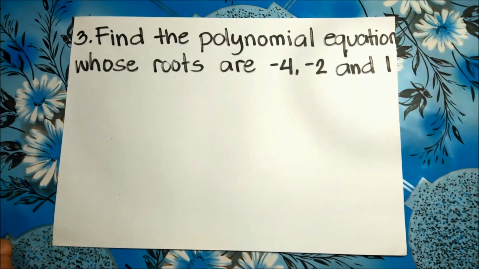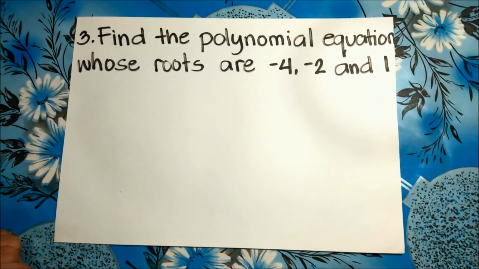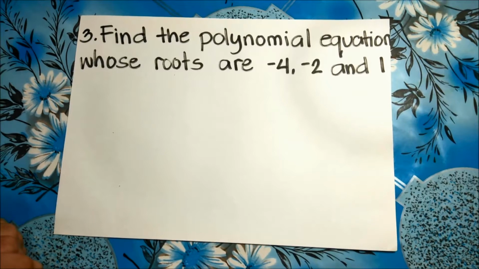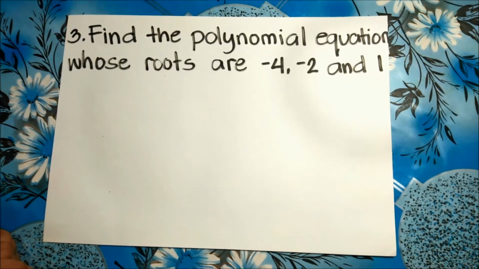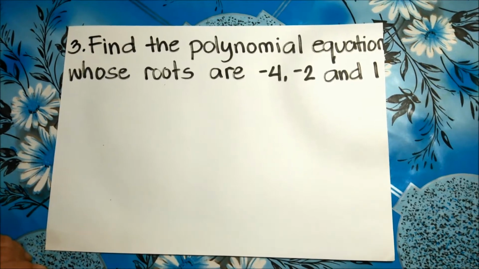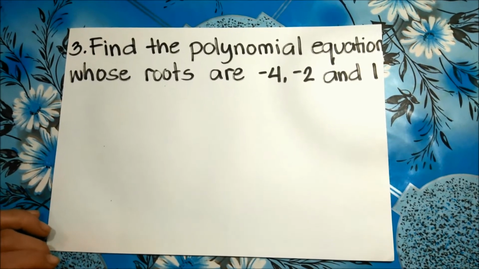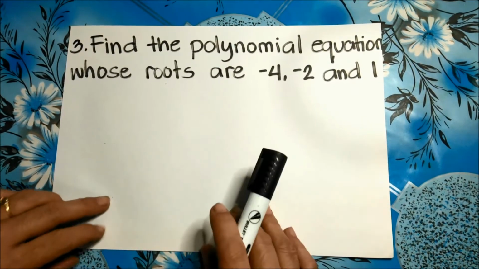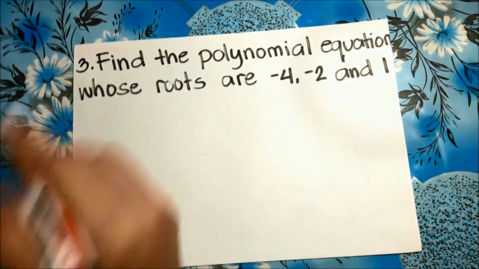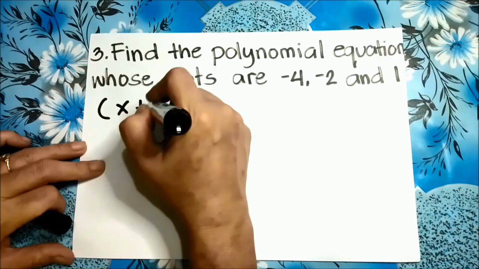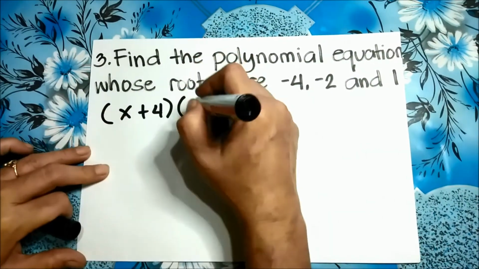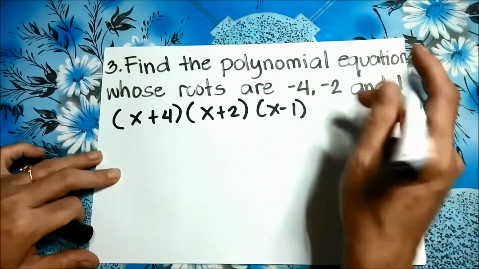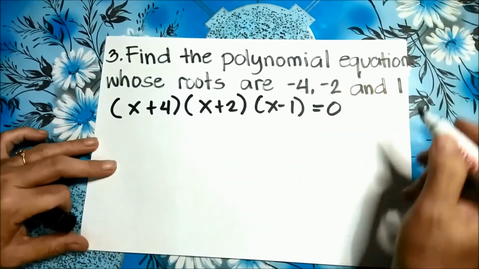So, for example 3, find the polynomial equation whose roots are negative 4, negative 2, and 1. So, notice that this is working the other way around. Baliktad naman tayo. With the factor theorem, it is understood that the roots are x equals to negative 4, x equals to negative 2, and x is equal to 1. So, we can express this as a factor in the form x plus 4, x plus 2, and x minus 1. Then that is equal to 0.